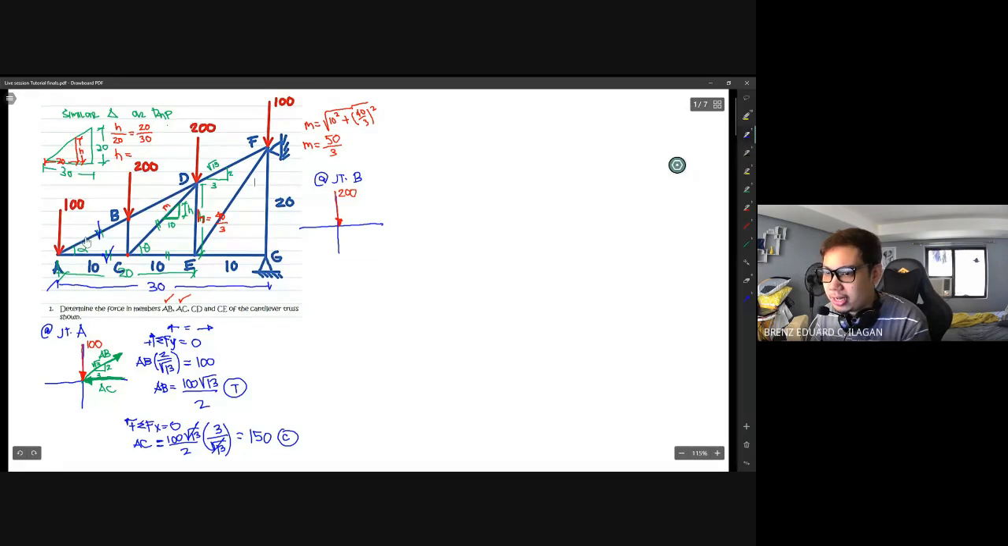Ito nga is na-compute na natin kanina. Ano sabi ni AB? So that is in tension. So kapag tension, palabas ka. Ayan. So that is AB. Isulat ko na lang agad yung value, 100 square root of 13 over 2. And then ilagay mo na rin yung slope niya, 2, 3 square root of 13.